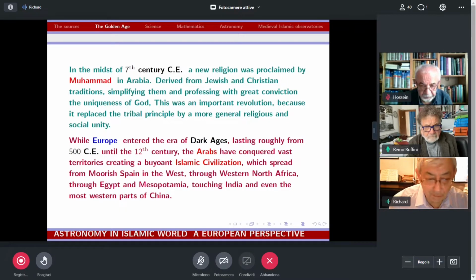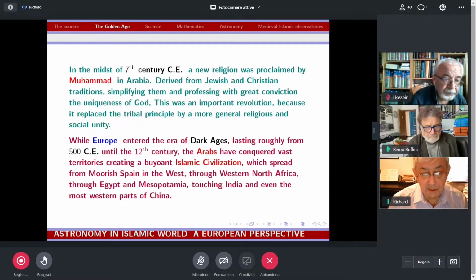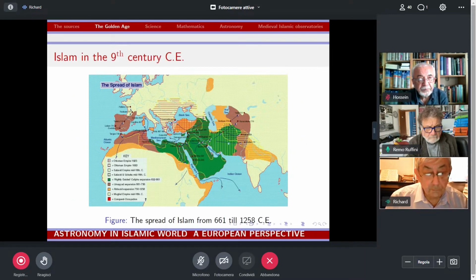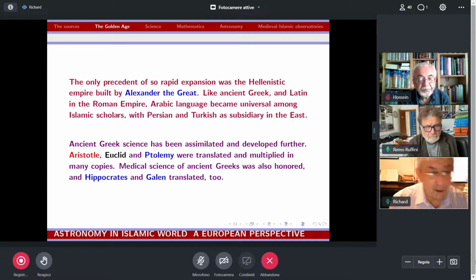lasting because of barbaric invasions and the collapse of the Roman Empire. So the Arabs conquered vast territories, creating a buoyant Islamic civilization which spread from Moorish Spain in the west to western North Africa, through Egypt and Mesopotamia, touching India and even the most western parts of China. This is the map that shows the spread during a few centuries, it is absolutely unparalleled, as you see. Well, you know the history, of course, and I just want to say that the only precedent of so rapid an expansion was the Hellenistic empire built by Alexander the Great.